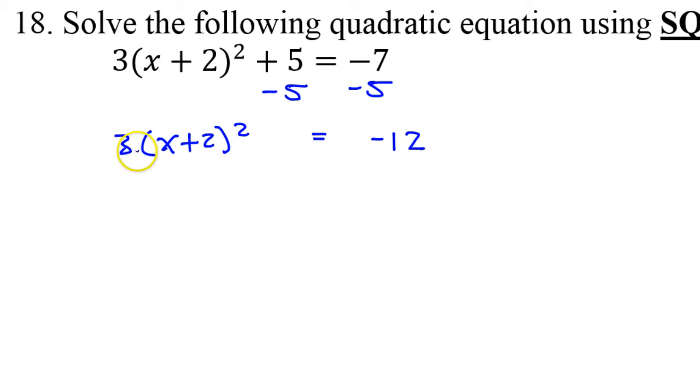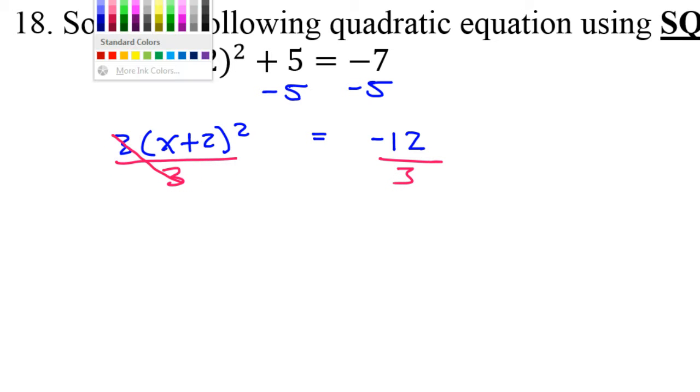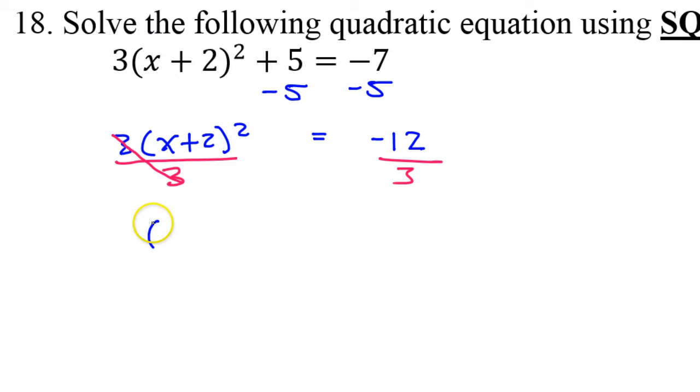A lot of students are tempted to distribute the 3, but you can't do that because it's being squared. Exponents come before multiplication, so you cannot distribute. So instead we will get rid of the 3 by dividing both sides by 3, like this. That way the 3 is gone, and that leaves us to write x plus 2 squared is equal to negative 4.